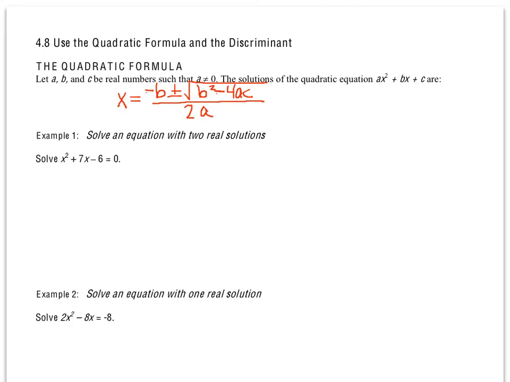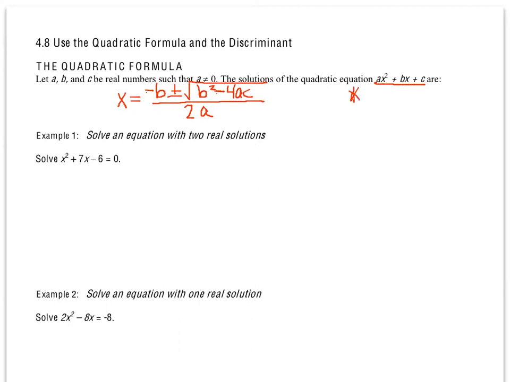And if you Google this or go on YouTube, you can find tons of songs to help you remember this. If you look up the quadratic formula, I would sing one. I know some, but you don't want me to sing for you.